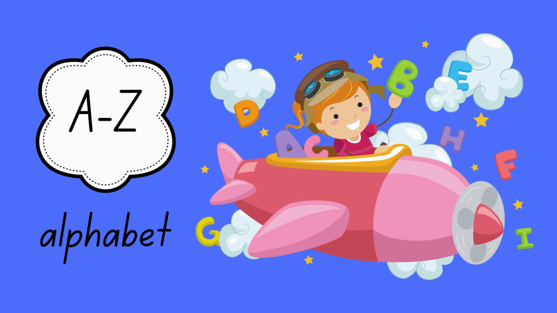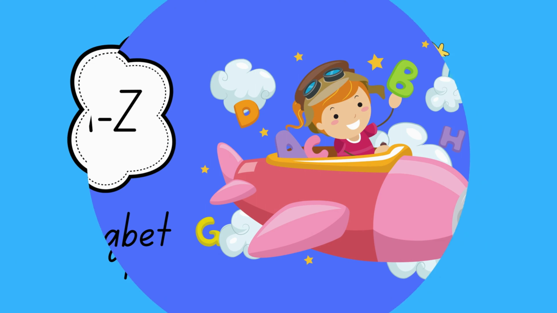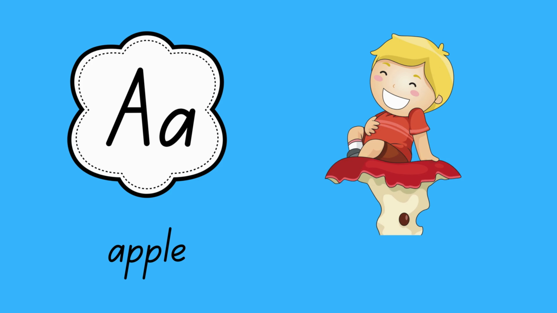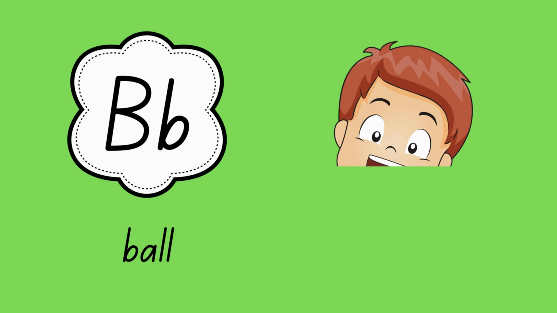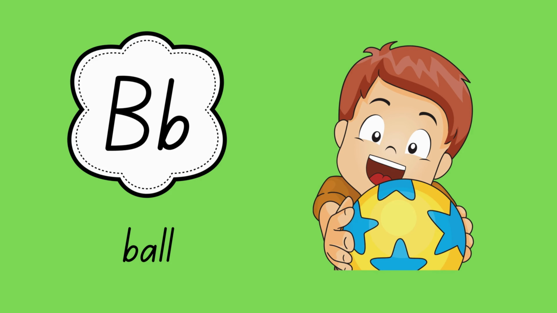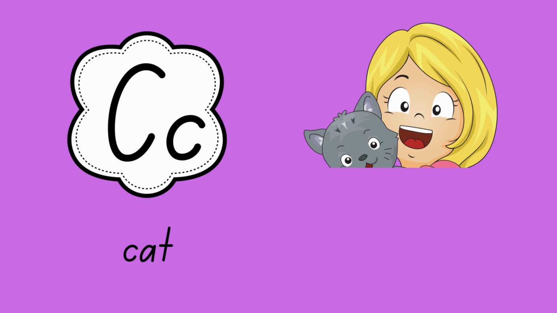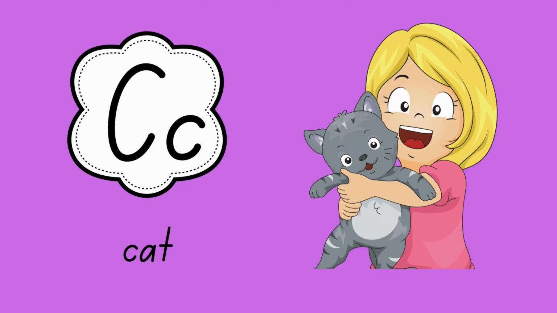Let's learn alphabets from A to Z. A. A is for apple. A. B. B is for ball. B. C. C is for cat. C.